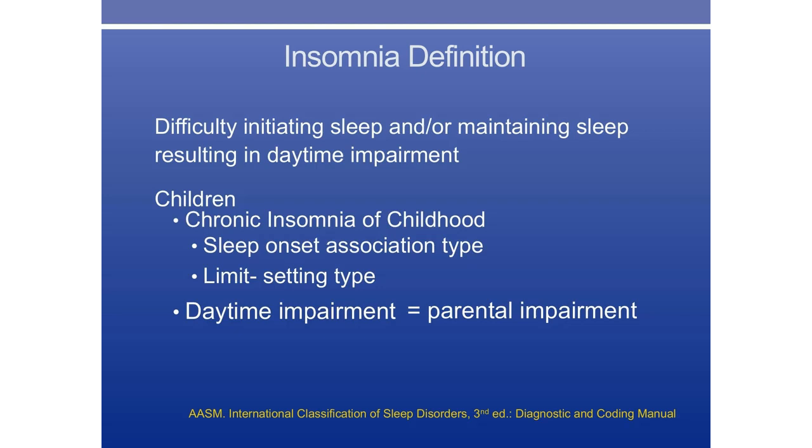The most common adult insomnia that may also happen in children is called psychophysiological insomnia, in which inability to fall asleep leads to worrying and anxiety about the inability to fall asleep and about daytime functioning, and makes a vicious circle that leads to significant insomnia. When we talk about daytime impairment in children, we need to remember that most of the time it will be parental impairment, especially with younger children and toddlers.